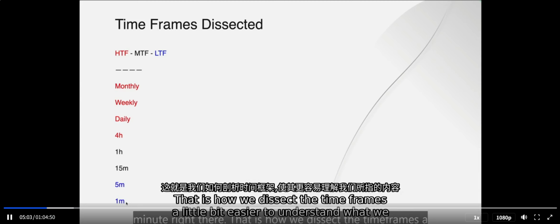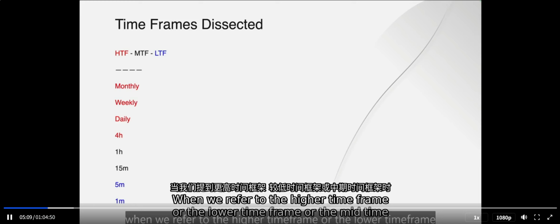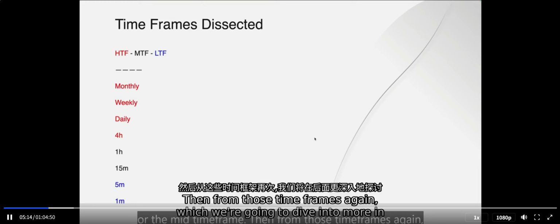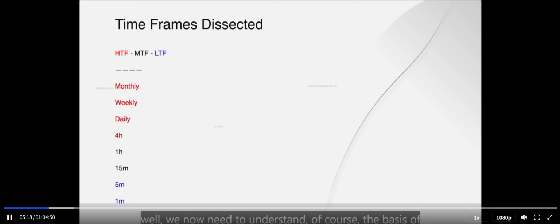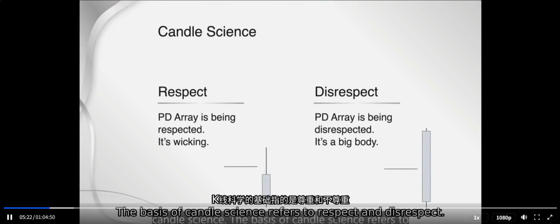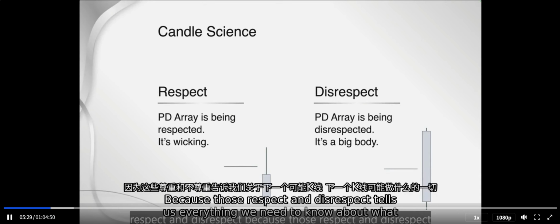That is how we dissect the time frames a little bit easier to understand what we are referring to when we refer to the higher time frame or the lower time frame or the mid time frame. Then from those time frames, which we're going to dive into more in depth later on as well, we now need to understand, of course, the basis of candle signs. The basis of candle signs refers to respect and disrespect, because those respect and disrespect tell us everything we need to know about what the next candle likely will do as well.